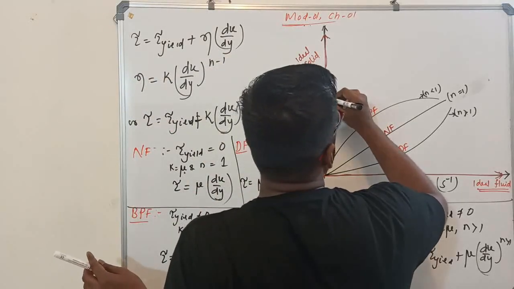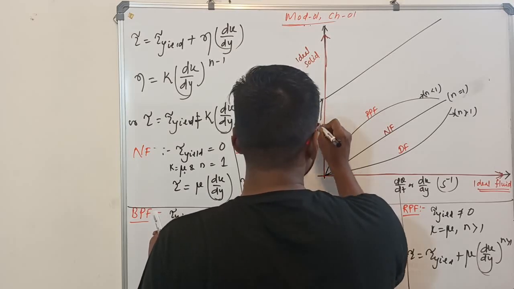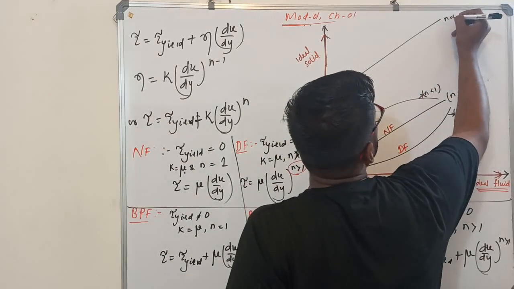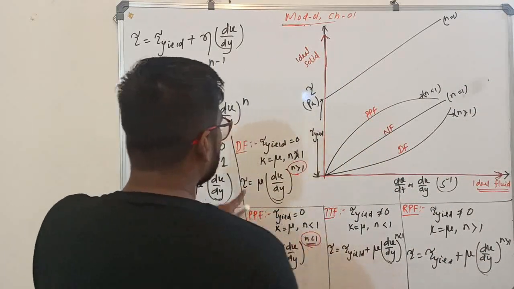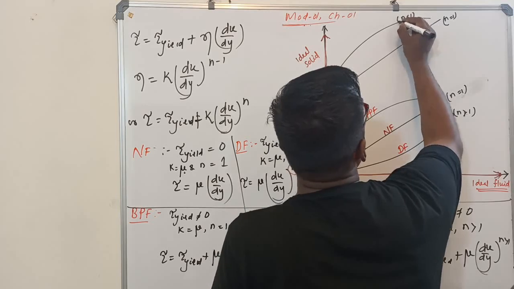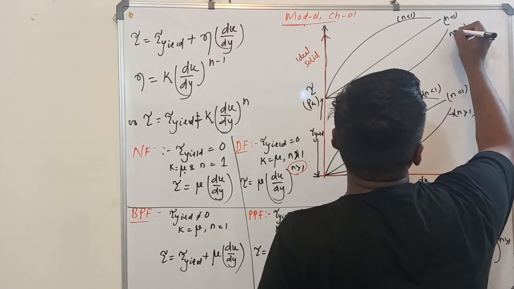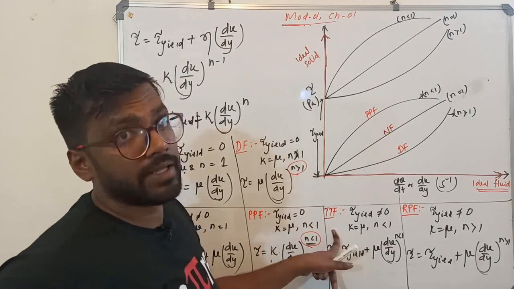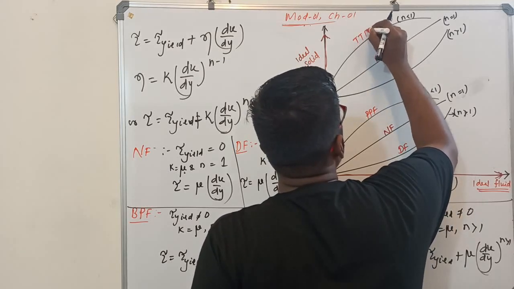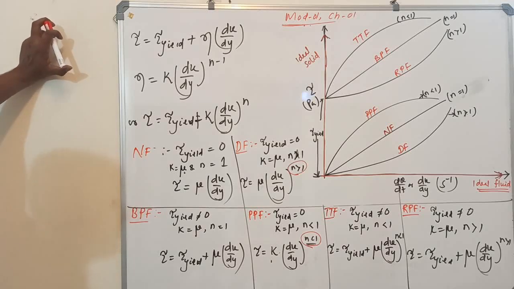Now, we'll draw this. What fluid is this? Sir, Bingham plastic fluid. You have taken some portion here, which we write as tau yield. What is the value of n here? n is equal to 1. Then what? Thixotropic fluid, n is less than 1, that is, viscosity decreases with time. And sir, this is my rheopectic fluid, n is greater than 1, that is, viscosity increases with time. So this is your Bingham plastic fluid, this is your thixotropic fluid, this is your rheopectic fluid. So, everything we have drawn in a single graph.